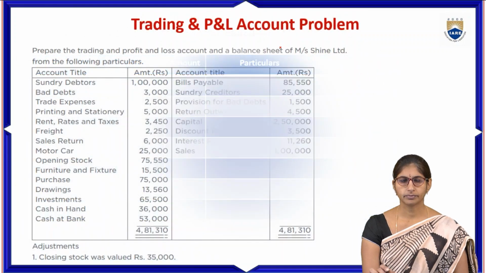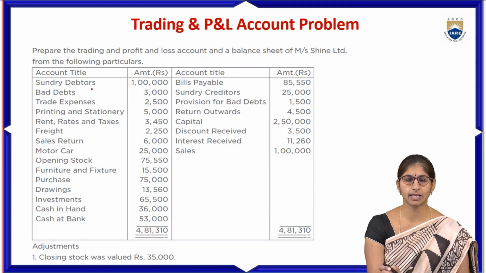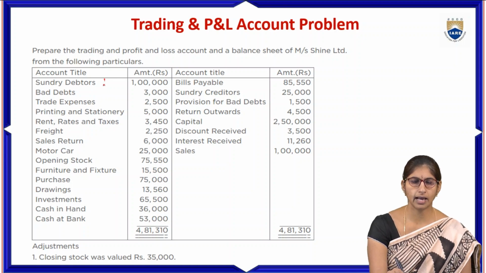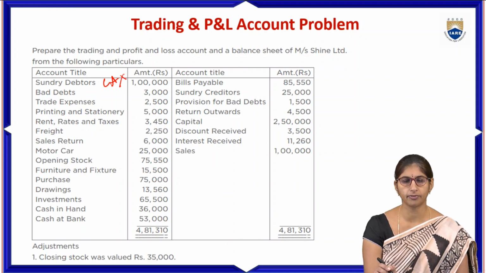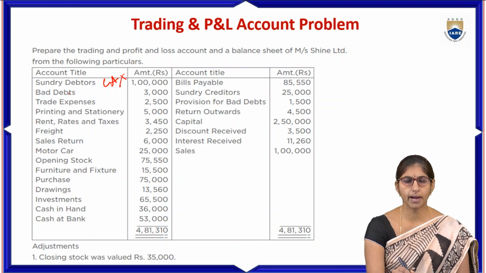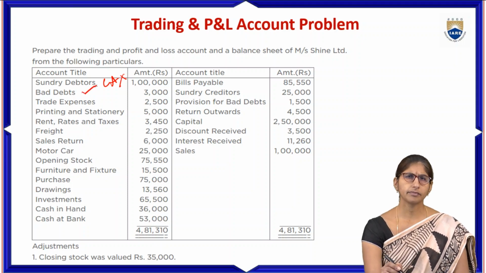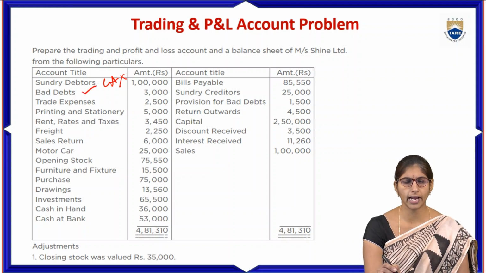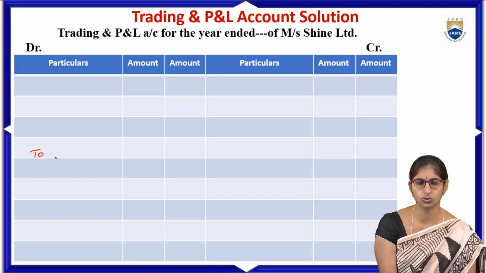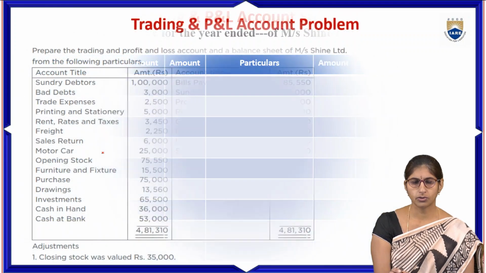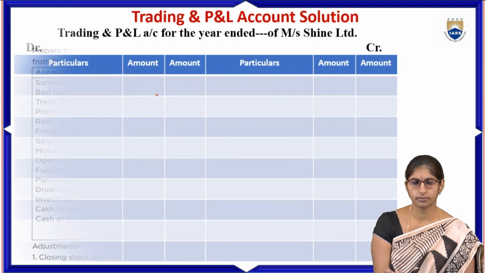So now coming to sundry debtors. Sundry debtor is a current asset, so we are not going to record either in trading account or profit and loss account. Now bad debts. Bad debts is a loss for us. So we are going to write this bad debts as an indirect loss, on the debit side of profit and loss account. So here I'm going to write it as to bad debts, the amount is 3,000.